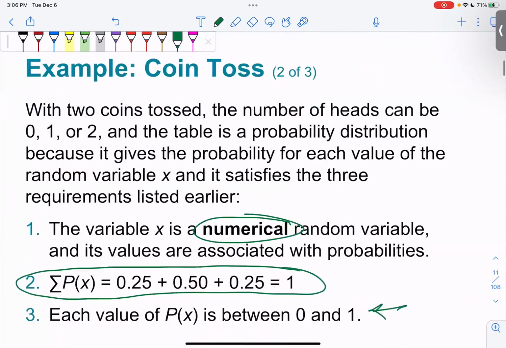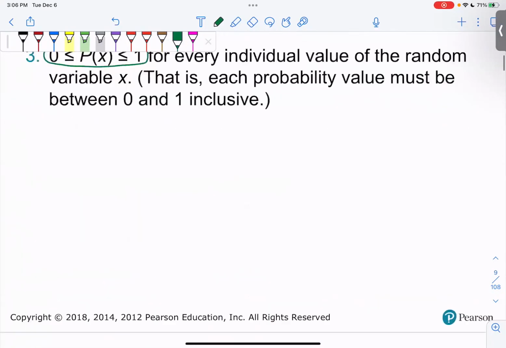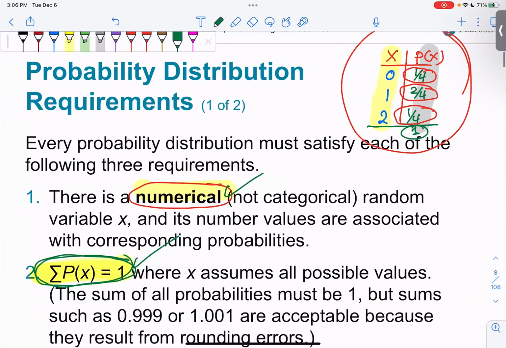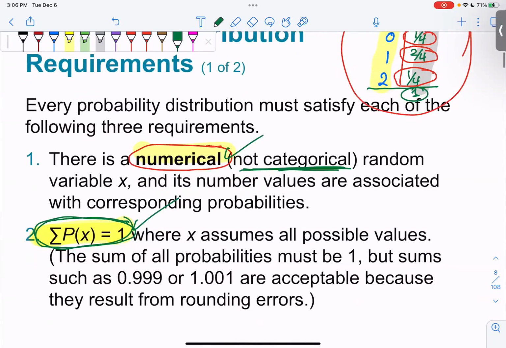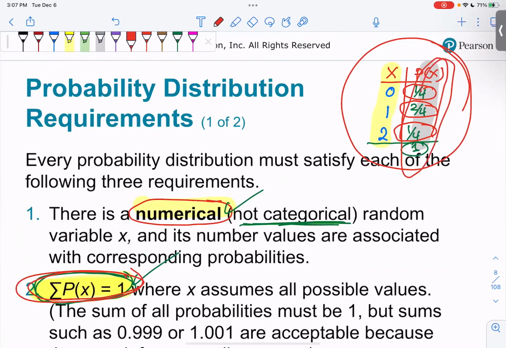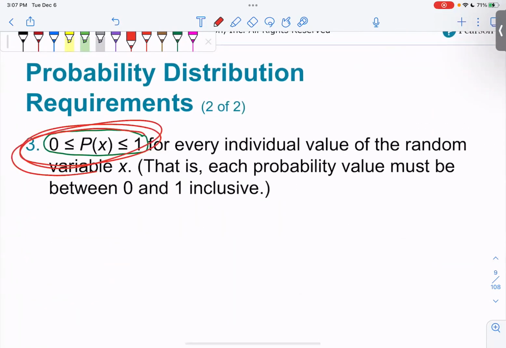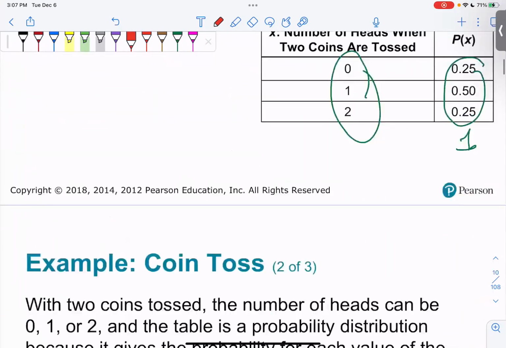Go back to those requirements here. The first one, you can see it is what? Numerical, not categorical data. Okay. Then the second one is the summation of those probabilities must be equal to 1. And then the third one, each single value must be between 0 and 1.